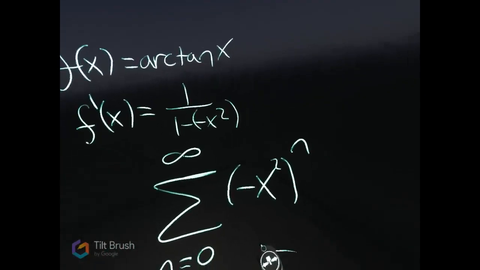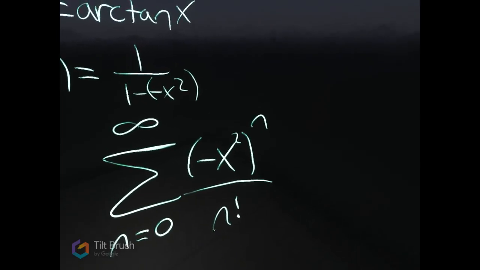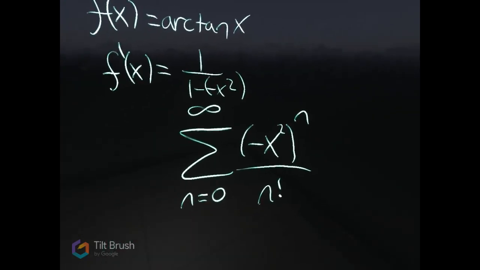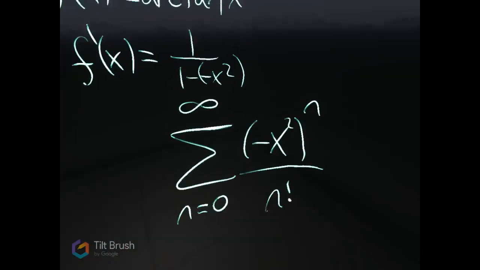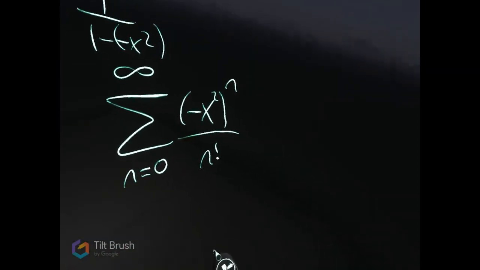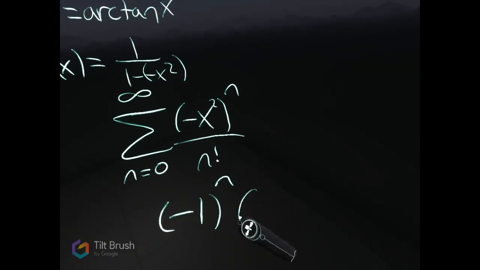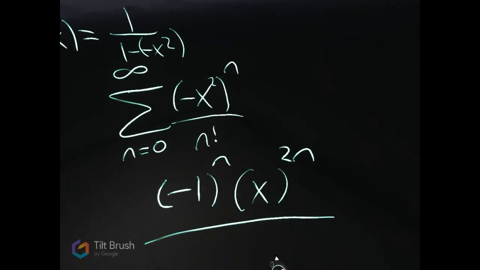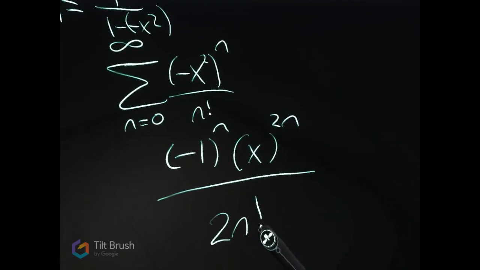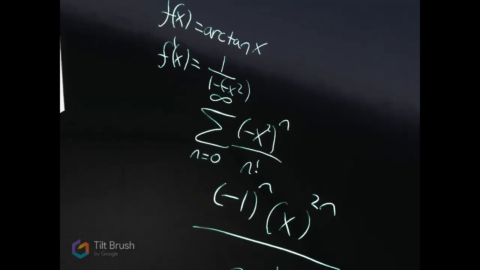Okay. And then divided by n factorial. So what am I missing here? I have a negative 1 to the n times x to the 2n over 2n factorial. What am I doing wrong here?